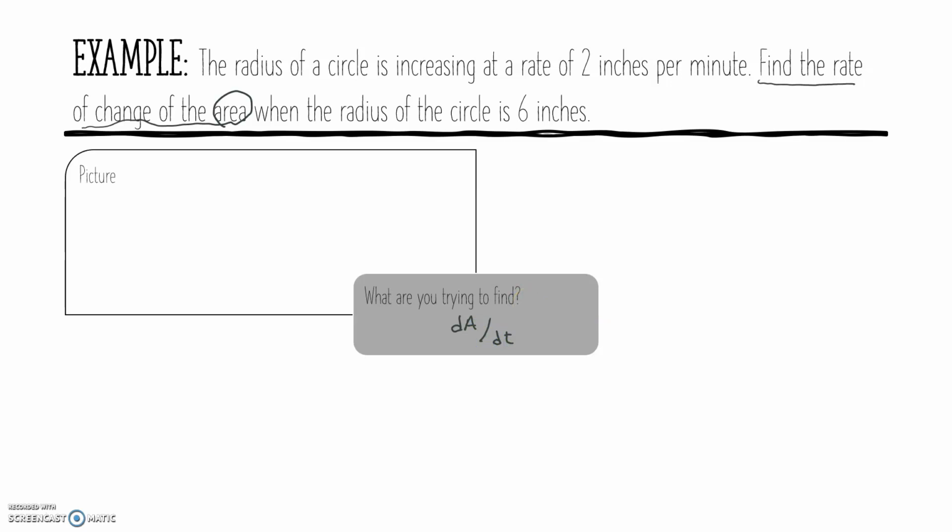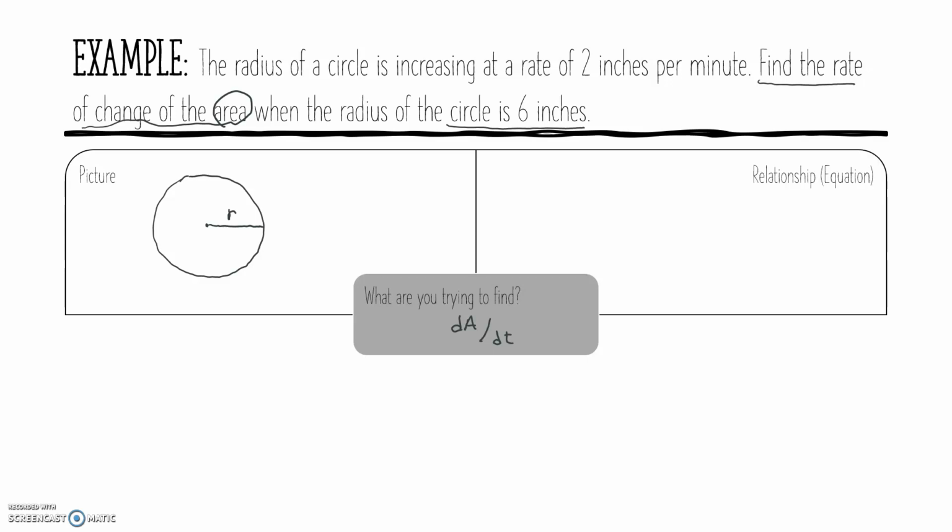Then I draw a picture of the situation, if it's applicable. So here's a circle. In my picture, everything that is changing should be labeled with a variable because it's varying. So in this particular example, the radius is r. There is a point when the radius of the circle is 6 inches, but the radius is increasing. So we're going to put an r there. For a circle, that's really the only measurement we have.